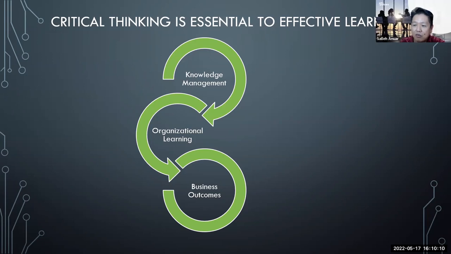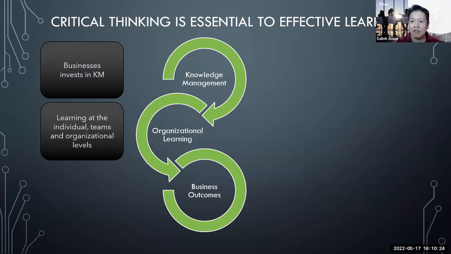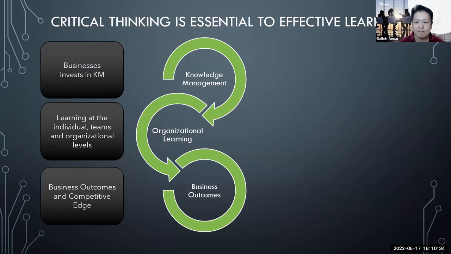This would help to enable the organization to learn better. And the outcome of that is, of course, to attend to your business outcomes if you are a company. All right. So usually businesses will invest in KM, right? And then with the hope that through this investment in KM, individuals, teams, and organizations will be able to learn better. And because they are able to learn better, there is an outcome that they will achieve, which is basically a business outcome, giving the company a competitive edge.